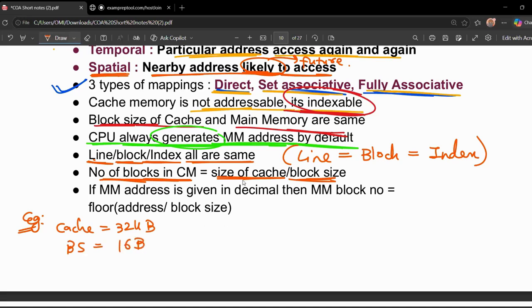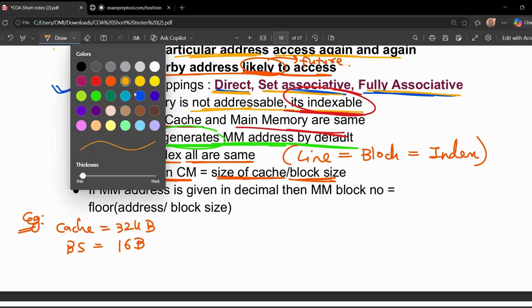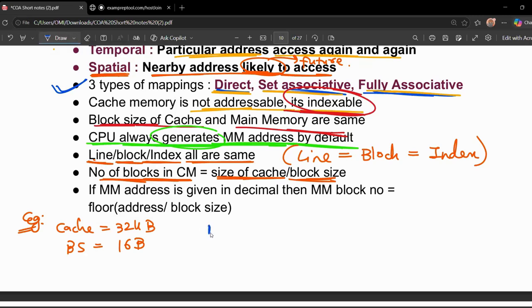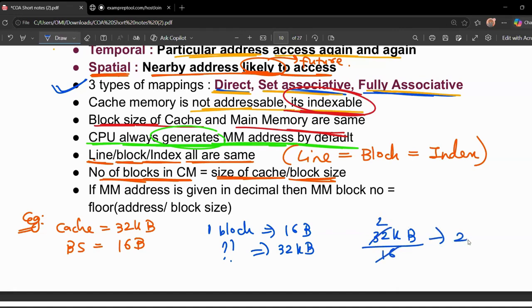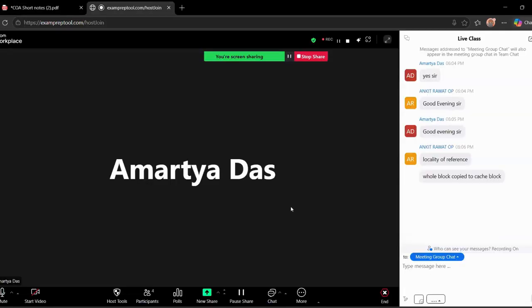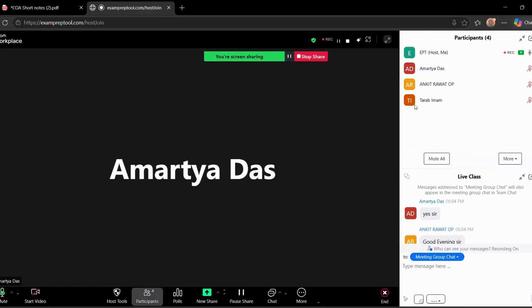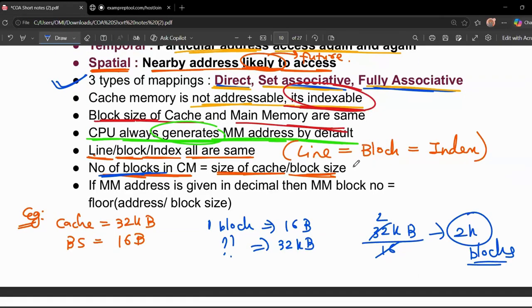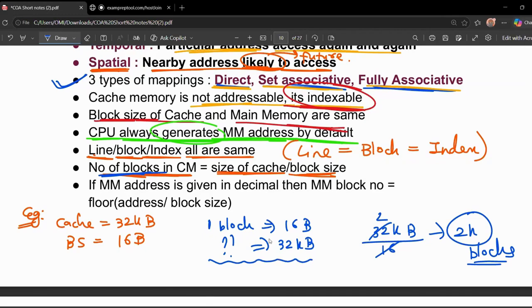Even if you don't know the formula, you can do normal mathematics. One block has 16 bytes, so if you have 32 KB, how many blocks? This is pure maths: 32 KB divided by 16 gives 2 KB, so 2K blocks. The same thing is written in the formula. In the exam, if you forget the formula, you can do it with the simple method. That's why understanding of the concept is very much required.